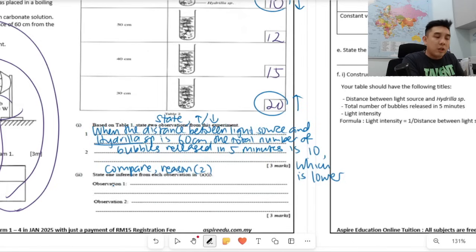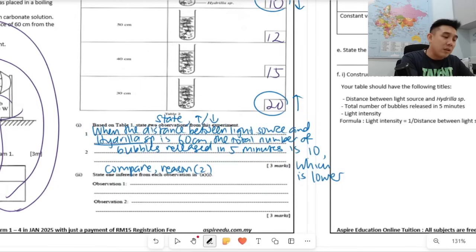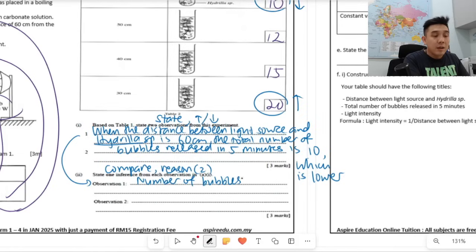Look, for observation 1, the inference, you don't have to repeat the whole thing again. Guys, I've seen students answering, they copy the whole observation in inference. Tak perlu, sebab bila pemeriksa tanda inference, they must look at your observation once, because your inference is for that particular observation. So you don't need to repeat the whole thing again. Straight away write number of bubbles released is lesser or lower also can.